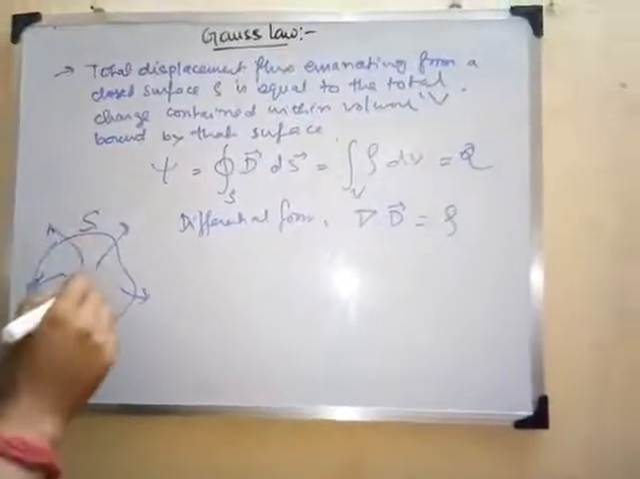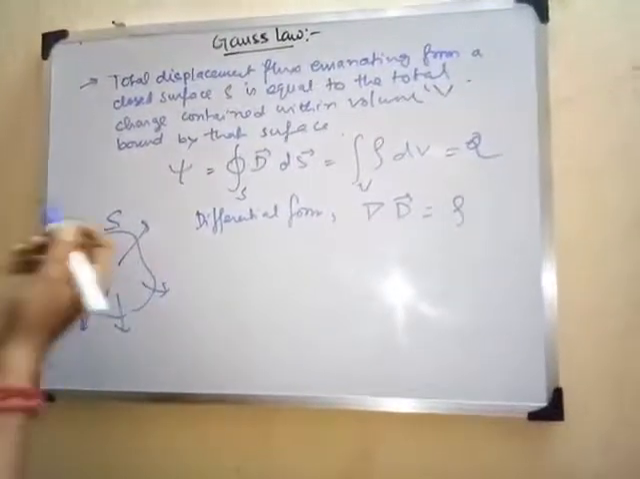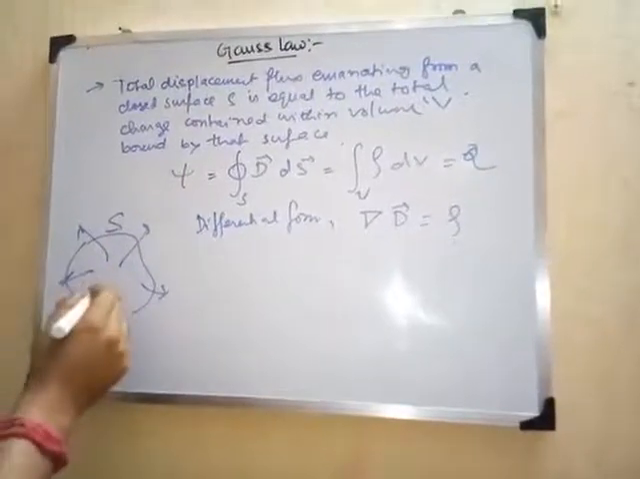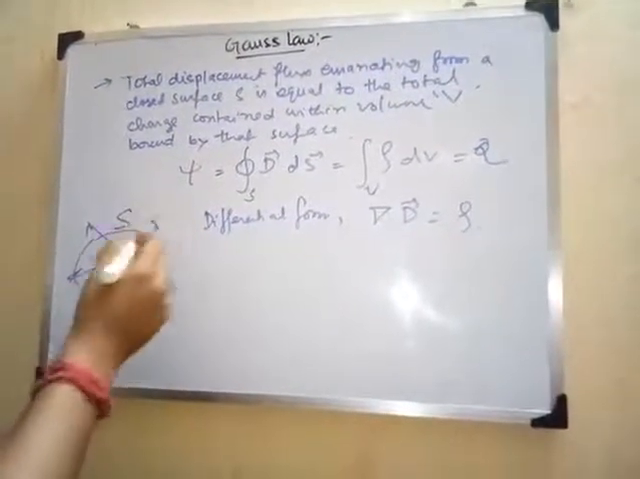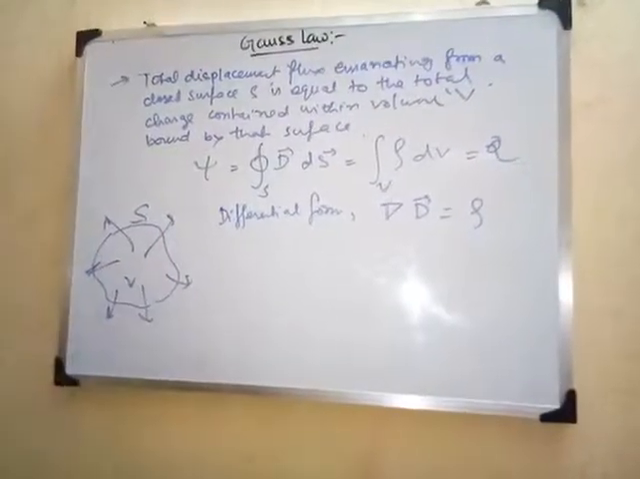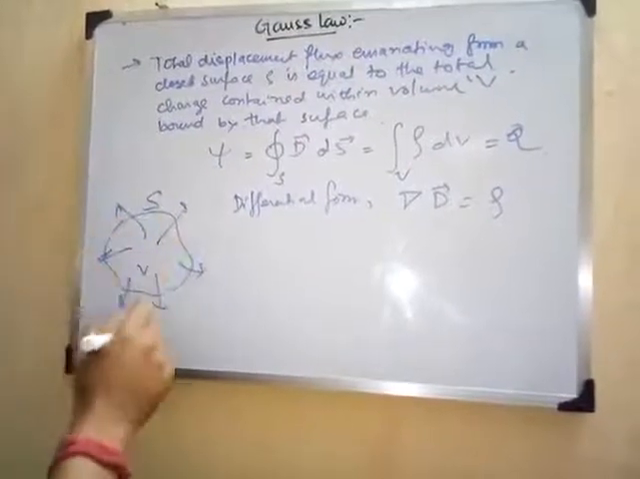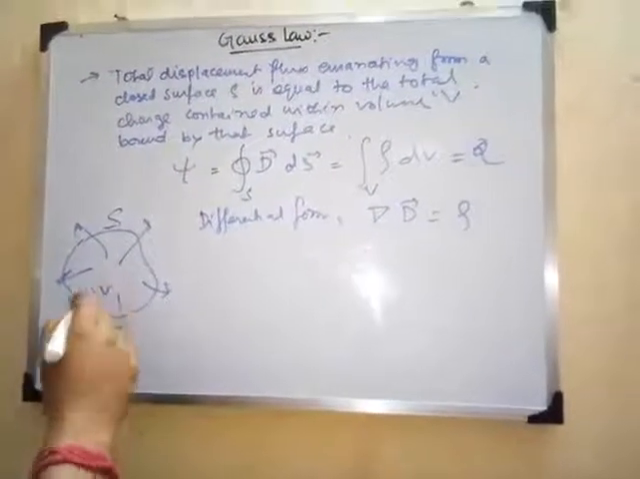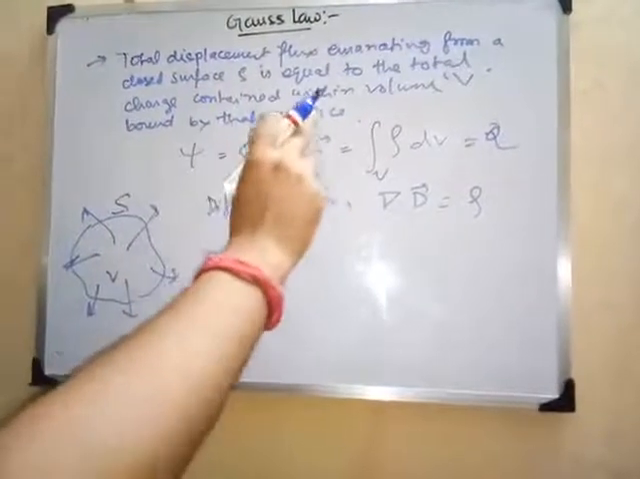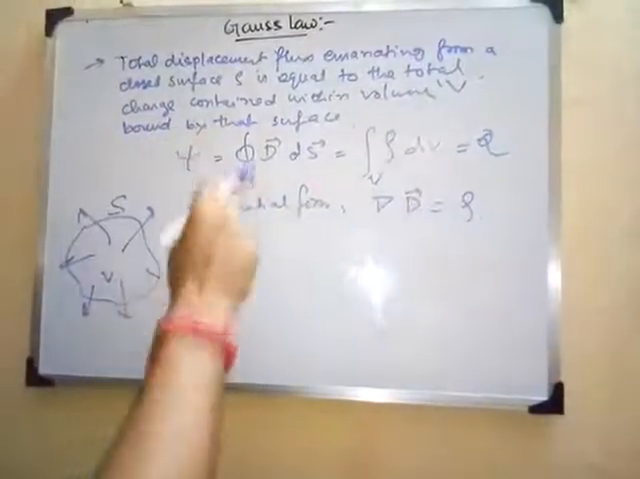If this flux is coming out from this volume, you can have a very easy idea that it will have to cross the surface. So if you have a volume, the flux can only come out through the surface that encloses this volume. That means the total amount of displacement flux coming out from this volume will be equal to the total charge contained within the volume V bounded by that surface.